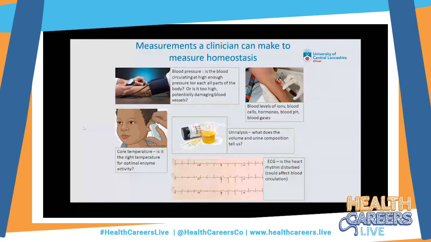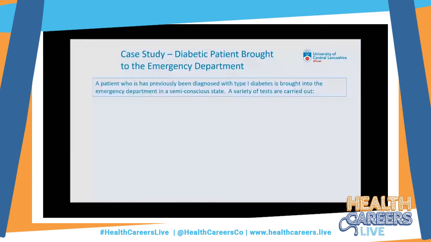So now we've got a little case study. And we're going to be looking at a patient who has been previously diagnosed with type 1 diabetes. They're brought into the emergency department in a semi-conscious state. So there are a few things that may flag up in your mind when you see this. You know they're diabetic and they're semi-conscious. So what is your first gut instinct when you see diabetes and unconscious?